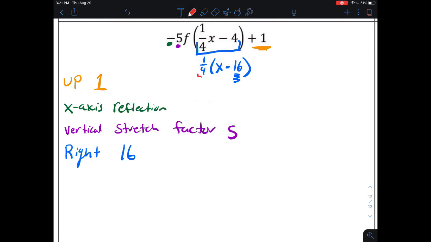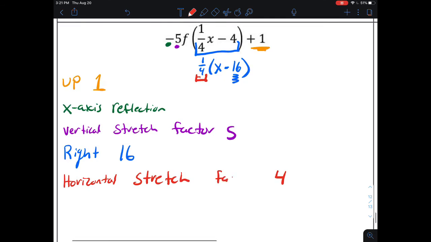And now I can talk about this 1/4. Well, the 1/4 multiplying to the x tells me that I did something along the horizontal. To figure out what you did along the horizontal, you do the reciprocal of that number. The reciprocal of 1/4 is 4. 4 is bigger than 1. That is a stretch. And 4 is the factor. That's what you're multiplying by.